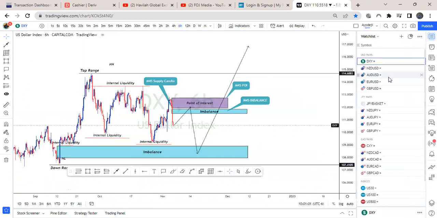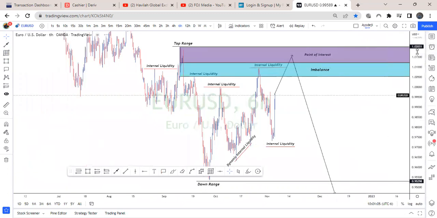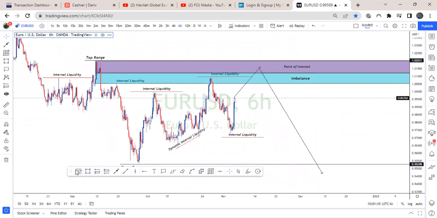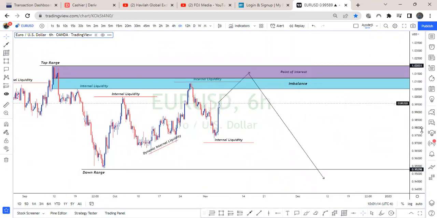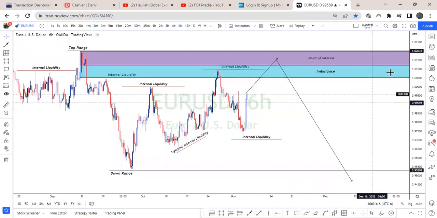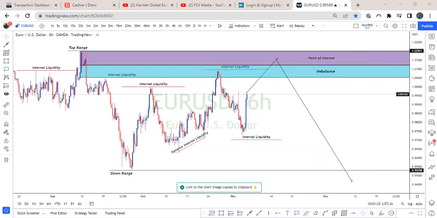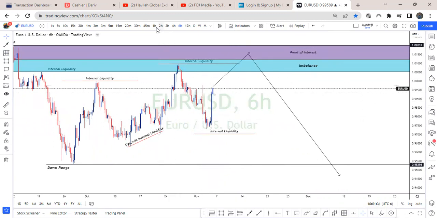So this is the DXY. Let me go to the areas. This is going to be very, very clear. Okay, so let me save this now. So we're going to have a good reference point. So save, that has been saved. So let's see if we can catch a buy continuation.